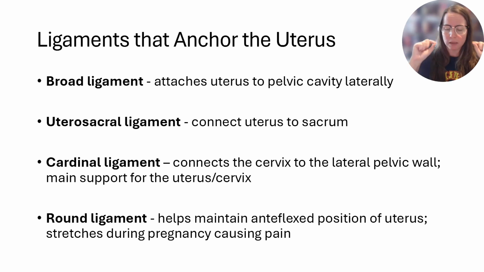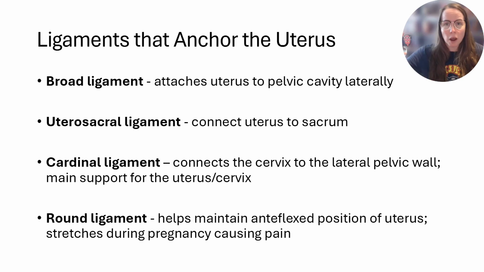So the round ligament is going to come from the front of the uterus and attach to that anterior abdominal wall. If you've ever been pregnant and you've had pain sort of on the lower portion of your pregnant belly, that is often what we call round ligament pain, because as the uterus is expanding, the abdominal wall is expanding, it's kind of pulling on that ligament, or as the fetus moves, it can pull on that ligament.